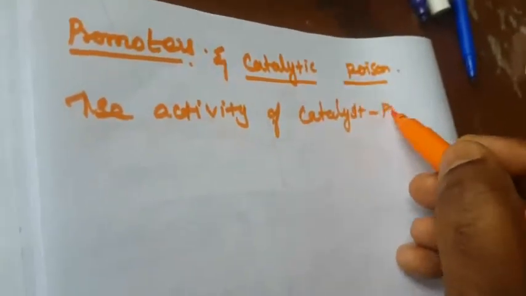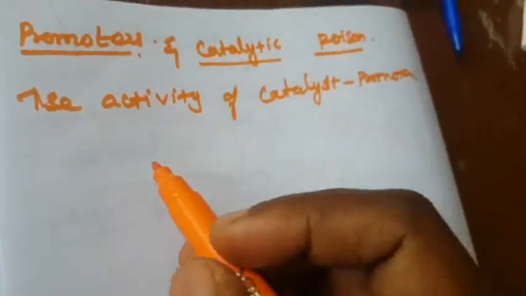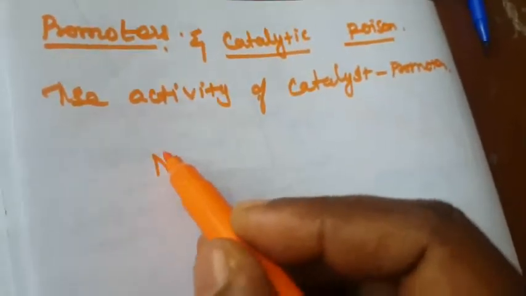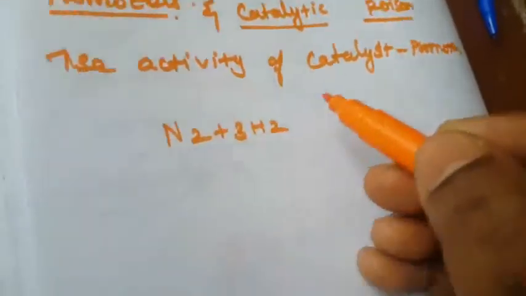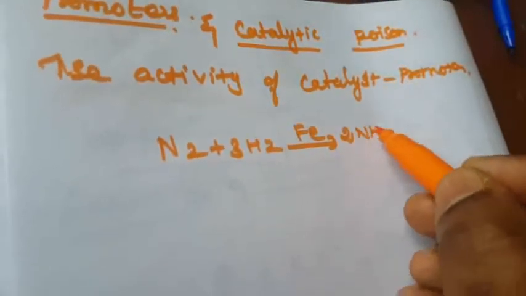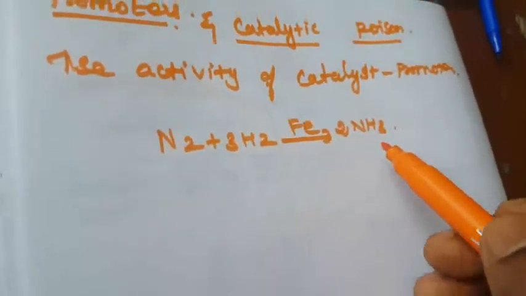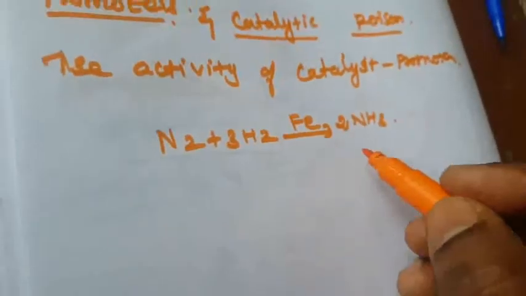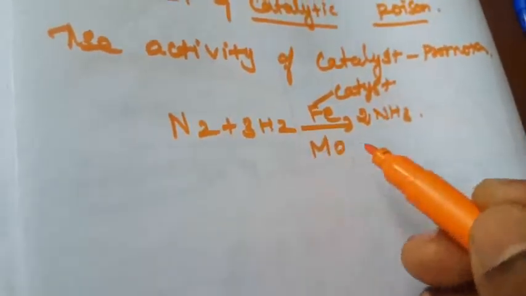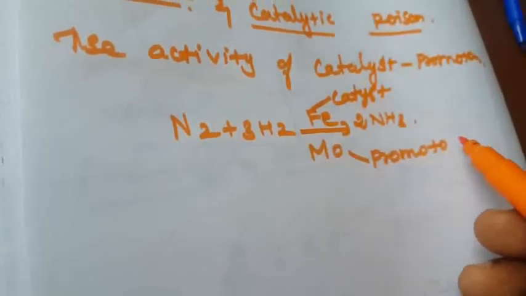Okay, so for example, in Haber's process, the synthesis of ammonia. So here what is ammonia? Nitrogen plus 3 molecules of hydrogen. Here iron is the catalyst, right? That gives 2 molecules of ammonia, 2NH3. So for the ammonia synthesis this is the catalyst, but we are adding molybdenum, Mo. This is called a promoter. So, important one, 2 mark question.